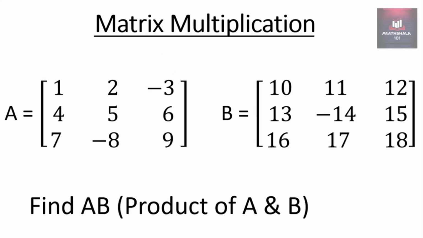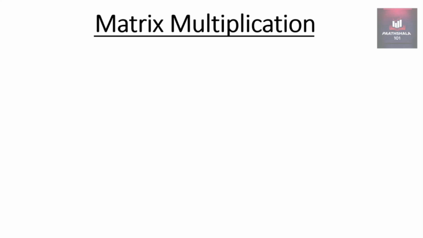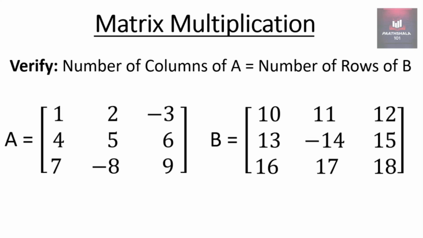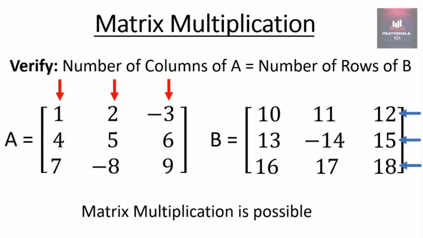Suppose there are two matrices A and B. Find AB, which is nothing but the product of A and B. Now we need to verify whether multiplication is possible or not. First step, the number of columns of A should be equal to the number of rows of B. If that is true, we can multiply the two matrices. Now matrices A and B: in A there are 3 columns and in B there are 3 rows. As the number of columns of A is equal to the number of rows of B, matrix multiplication is possible.